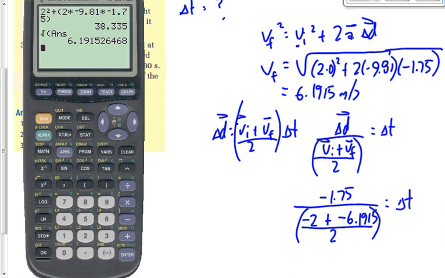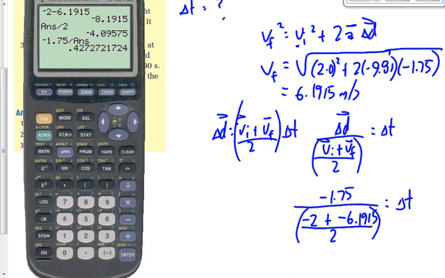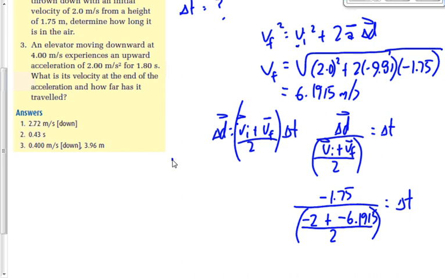So let's find this now. Let's get the bottom one first. Negative 2 subtract 6.1915. Let's divide that by 2. Let's say negative 1.75 divided by that. Gives me 0.427. And that's the answer, 0.43 seconds. How many people got question number 2? Couple people? That's a hard question. Okay, that's a hard question.